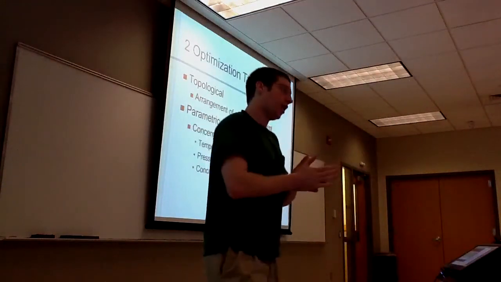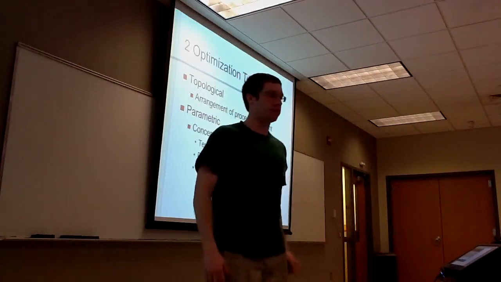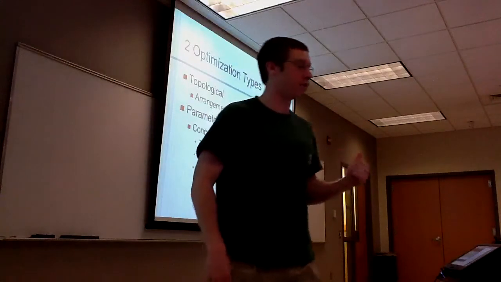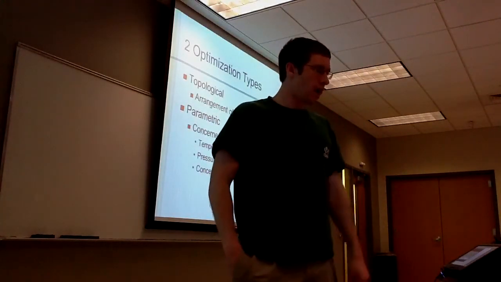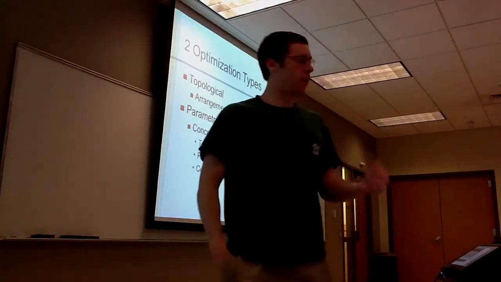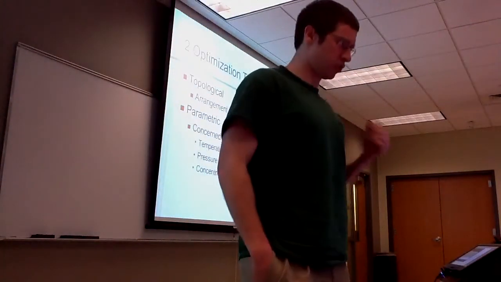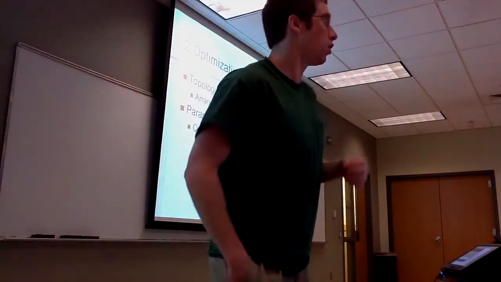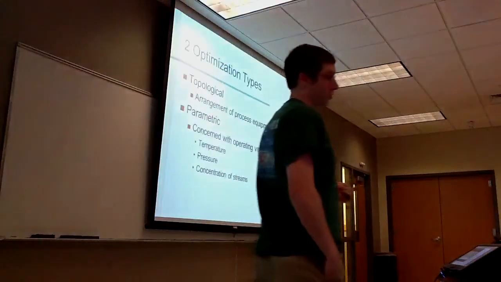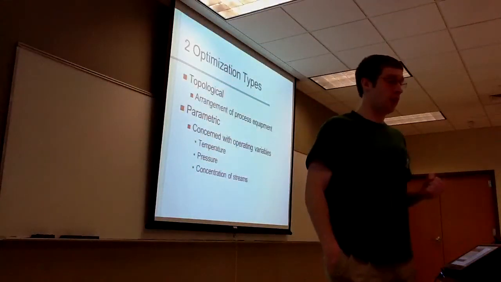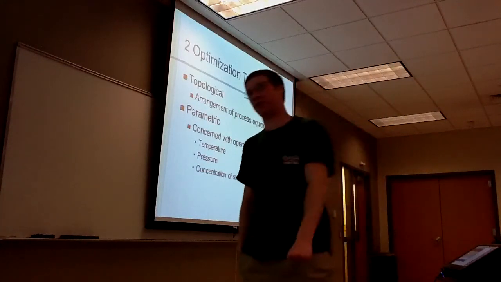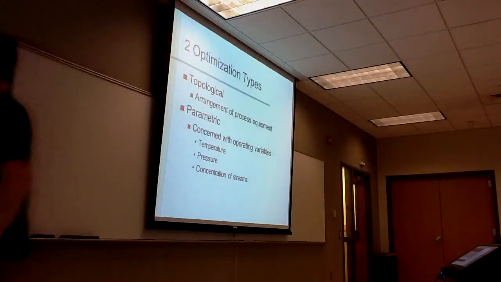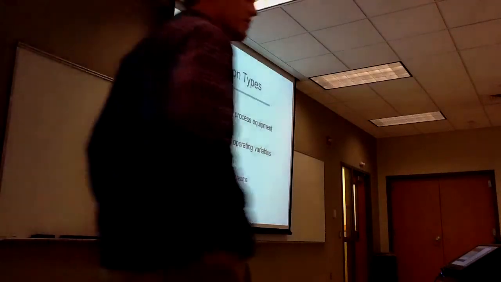And there are two main optimization types. There's topological, which is the arrangement of the equipment itself. And then there's also parametric considerations, which are concerned with the operating values, the main ones being the temperature, the pressure, and the concentration of the streams. And to dive in a little bit more about parametric optimization, I'm going to turn it over to Chris. Okay.